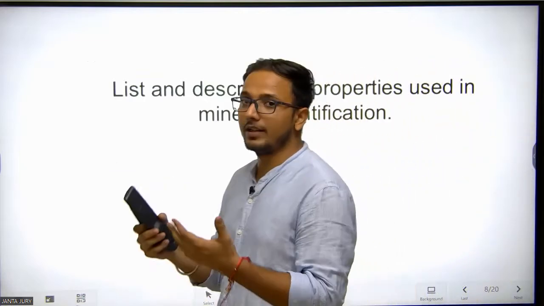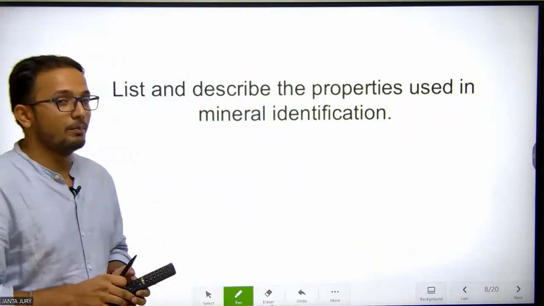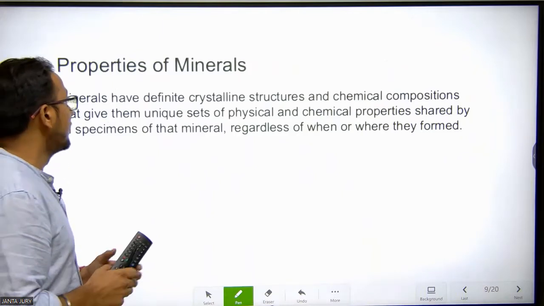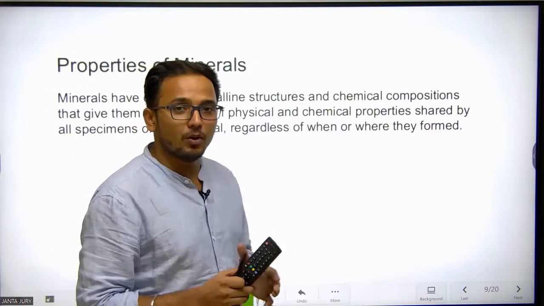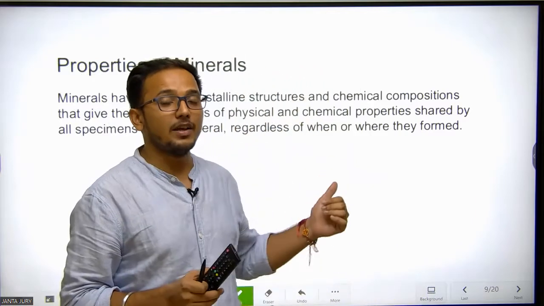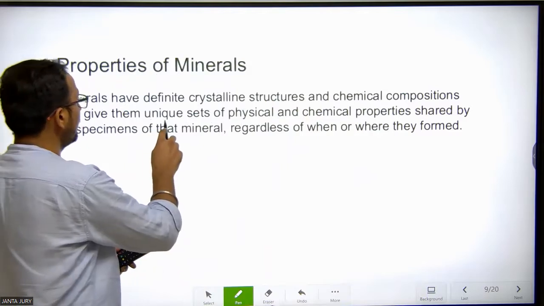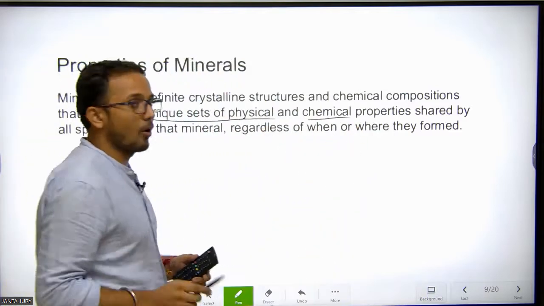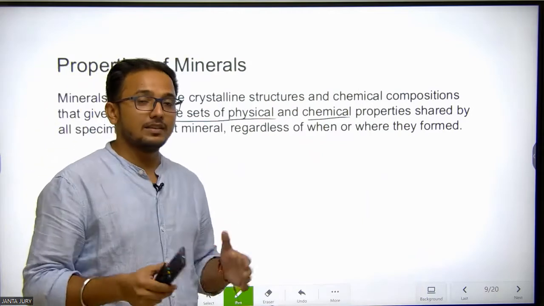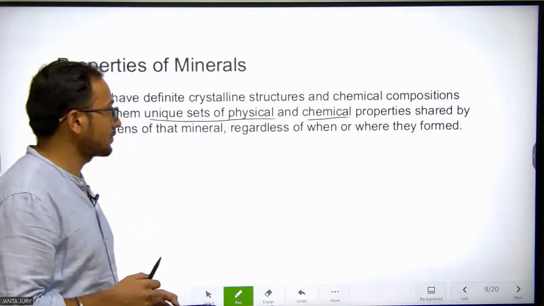So what are those properties which are used by mineralogists to identify minerals? Minerals have a definite crystalline structure and chemical composition, and because of that they have a unique set of physical and chemical properties. All minerals share some physical and chemical properties which are unique to minerals.